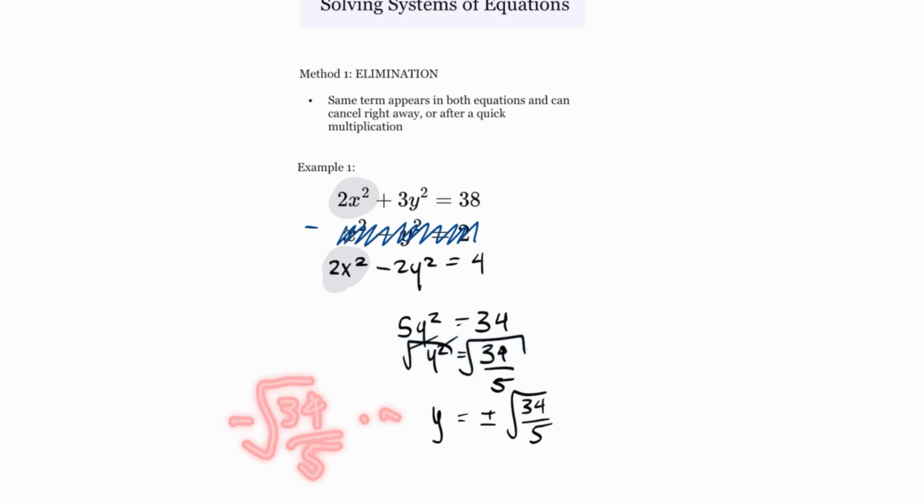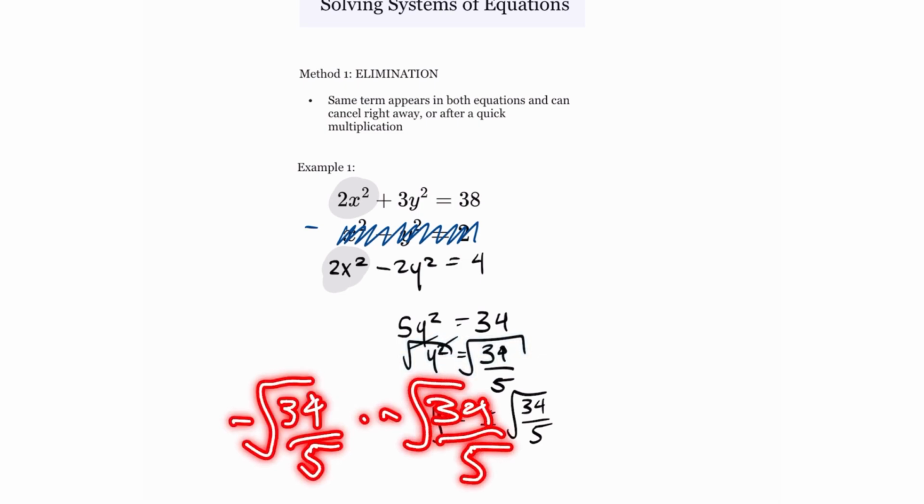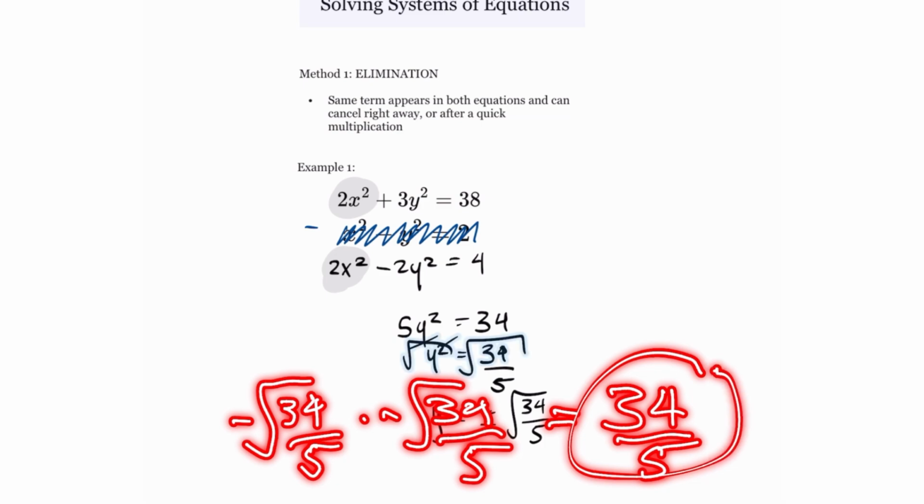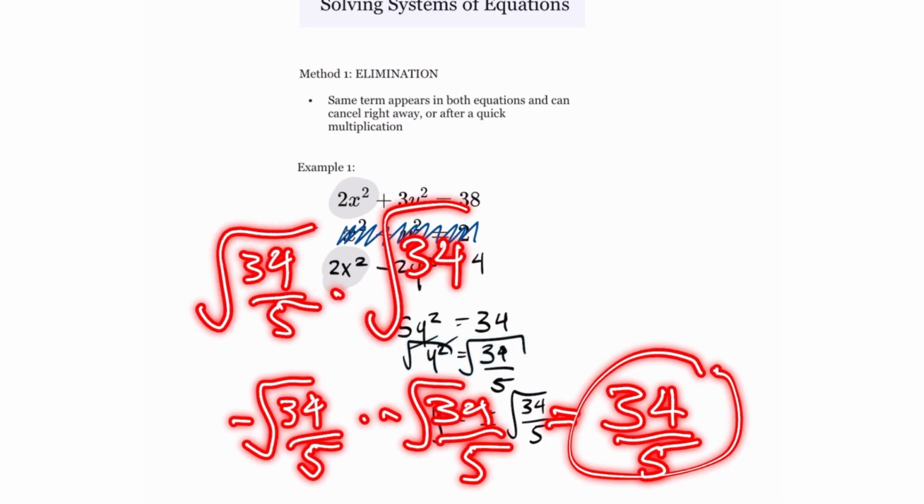The reason being is when we multiply two of these negative square roots, we get a positive. So it gives us the same thing as if we just had two of these positive square roots. That's why we have to include both the negative and the positive value.